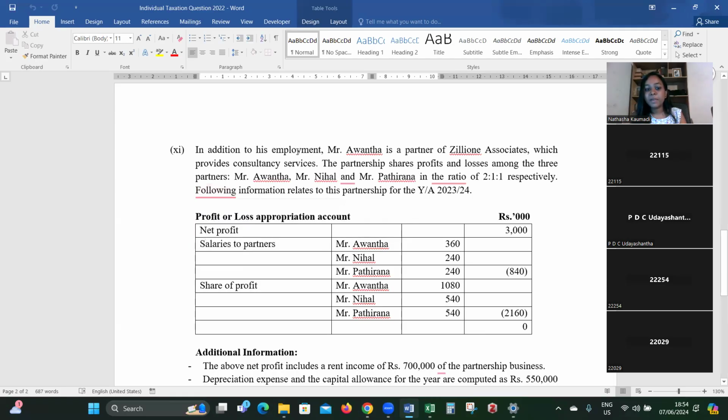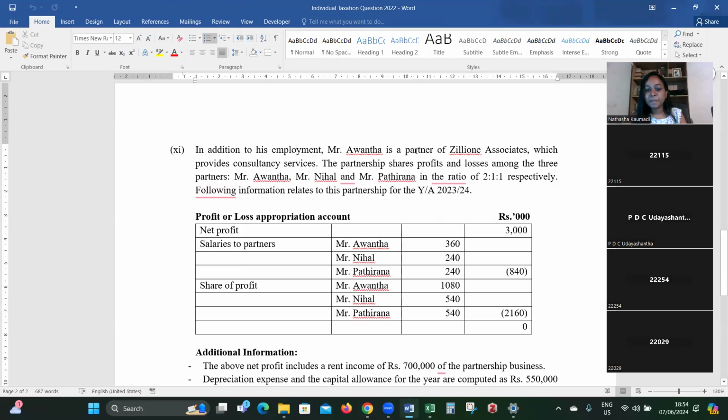In addition to his employment, Mr. Avanta is a partner of Zillion Associates, which provides consultancy services. So Mr. Avanta is a partner now. The partnership shares profits and losses among the three partners, Mr. Avanta, Mr. Nihal and Mr. Patirana, in the ratio of 2 to 1 to 1 respectively. The following information relates to this partnership for the year of assessment 2023-24.